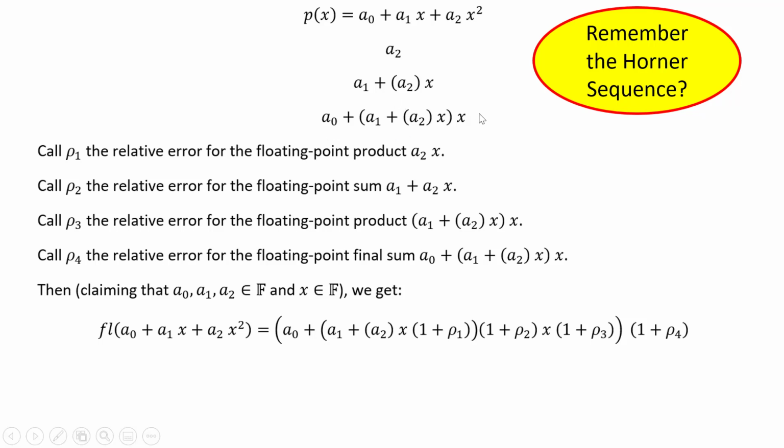You actually were able to implement the Horner sequence for a quadratic polynomial in 4 steps. You take the first product, a2 times x, and I'm going to call rho 1 the relative error for that floating point product. And then you add to it a1, so that's going to be a sum, so I'll call that rho 2 for the relative error for that. And then you multiply that result by x, and I'm going to call rho 3 the relative error for that product. And then the last thing is you add in that constant term, so I'm going to call rho 4 the relative error for that final sum.